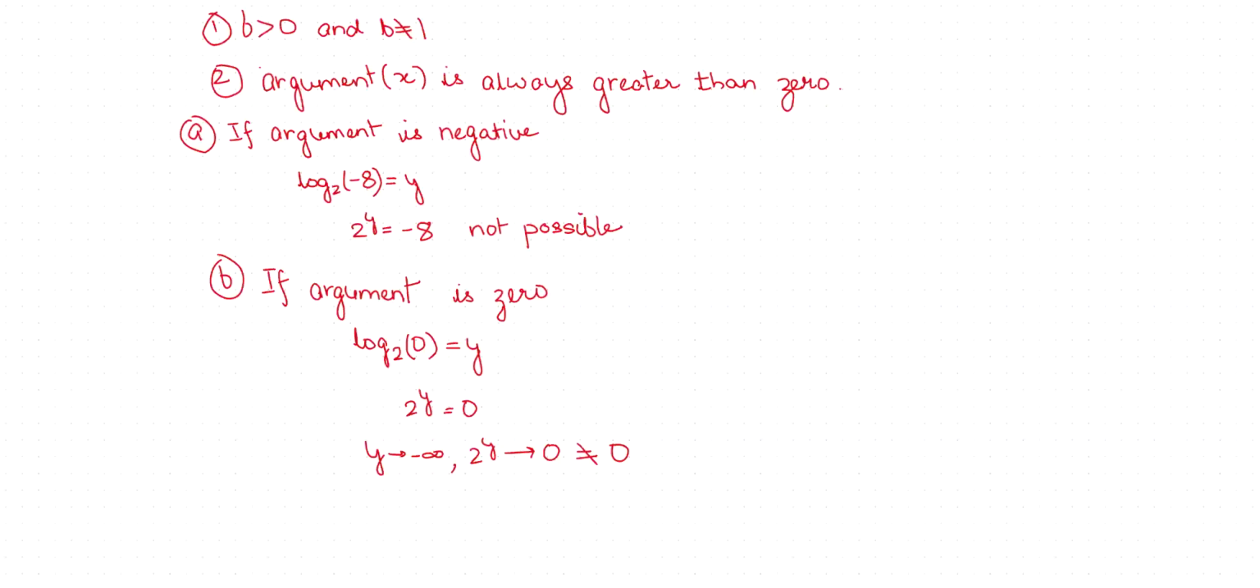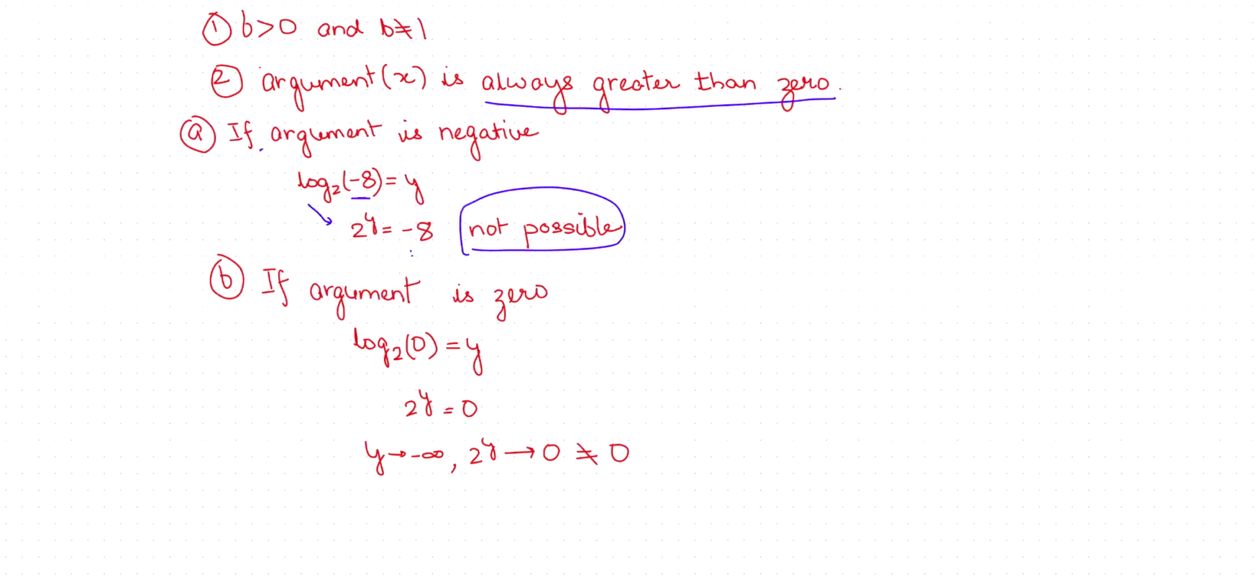So we see that we have written the argument is always greater than 0. Suppose we keep the argument as negative, so this is the argument. If it is like log base 2 of negative 8 is y, and we change it into exponential form, 2 raised to power y is negative 8. So no power of 2 can give negative 8. So it's not possible. That's why a negative argument is never possible.